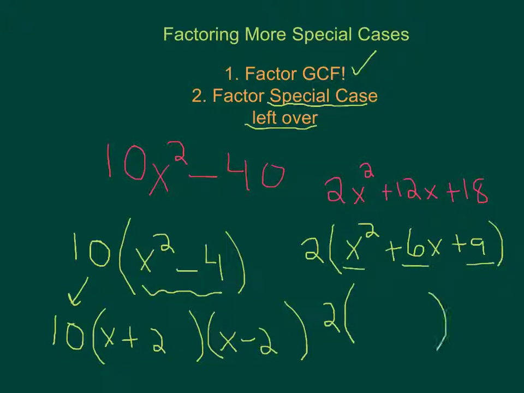So that means our final answer will be a binomial squared, and then to get that answer, the square root of x squared is x, and then the square root of 9 is 3, and everything is positive. So x plus 3 squared, but we still have the 2 out in front that we took out at the beginning.